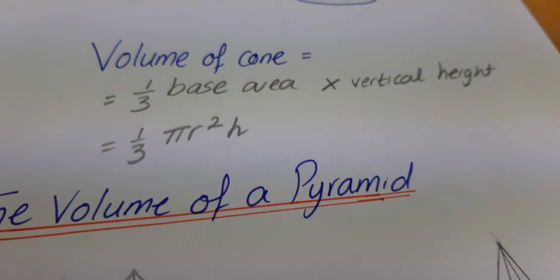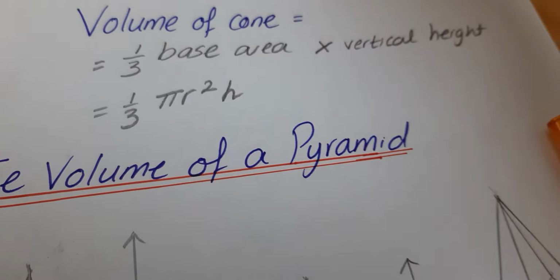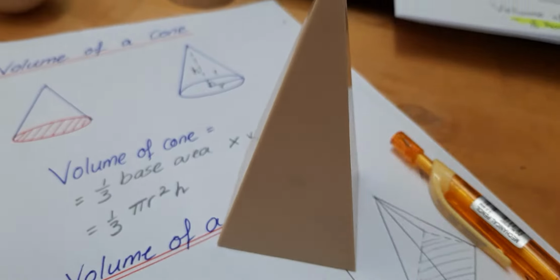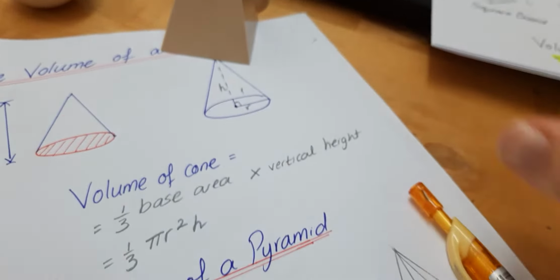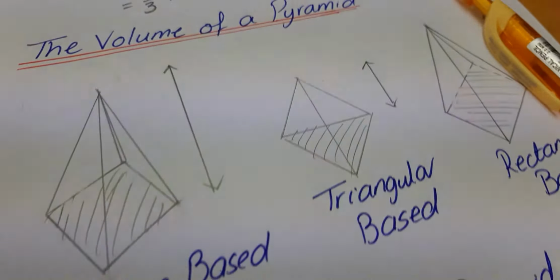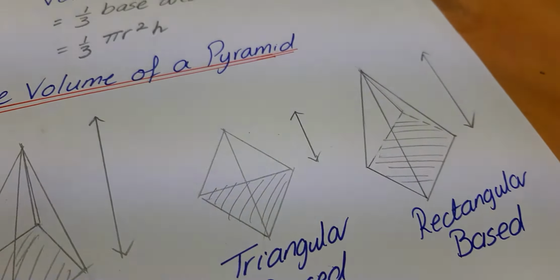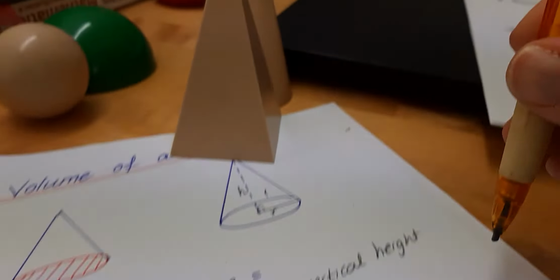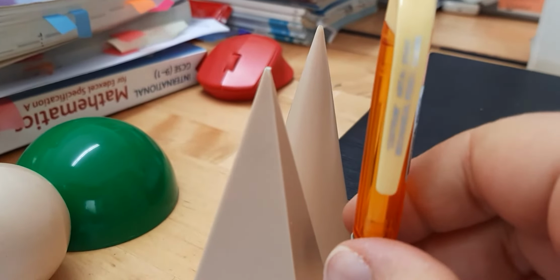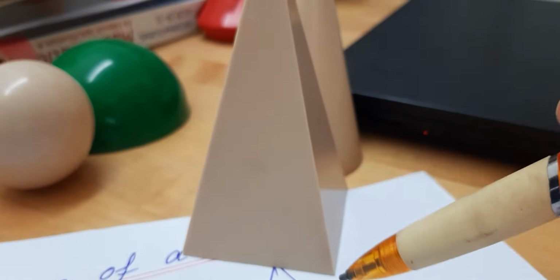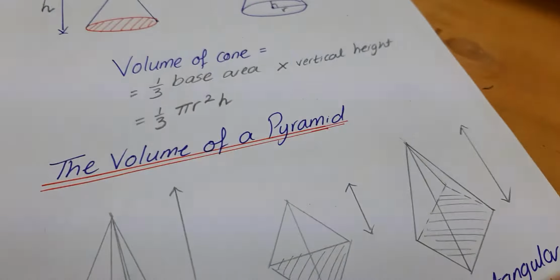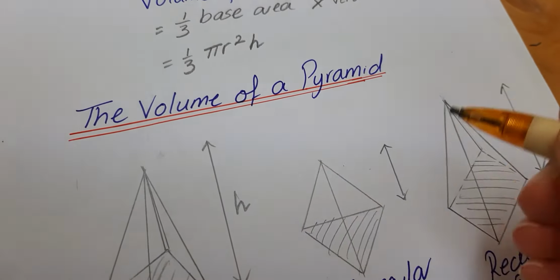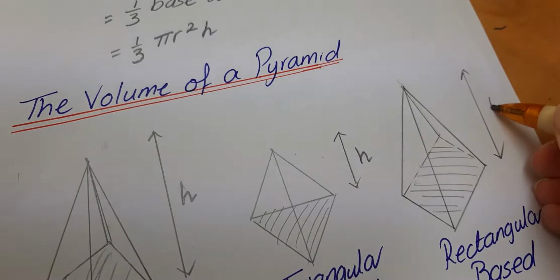The volume of a pyramid. Now, a pyramid doesn't have to particularly be like the one I have here. This pyramid has a square base. Okay, not all pyramids have a square base. Maybe it has a triangular base. Maybe it has a rectangular base. Okay, the height is from the ground to how tall it is perpendicularly. So how tall is this pyramid? Not how tall this slant height is here. Right, so we're looking at the vertical height, just like we did for the cone.